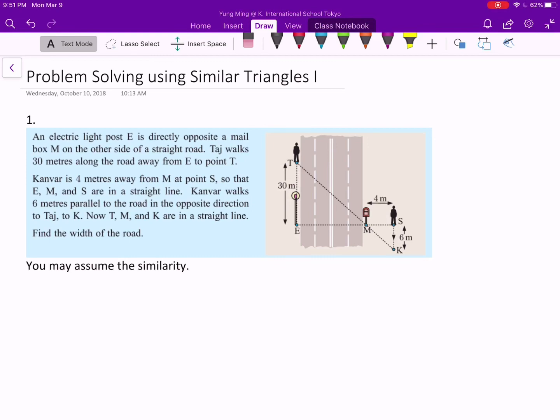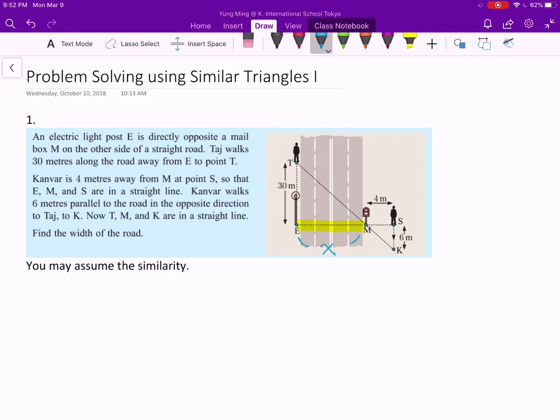Now the first example that we see over here: Taj walks 30 meters along the road away from E to point T. On the other hand, Kanvar is 4 meters away from M at point S. T and K form a straight line, as shown in the diagram. We're going to find out the distance between E and M according to the question. Now the first thing is, let's set the unknown X, and then we're going to approach to solve this question.